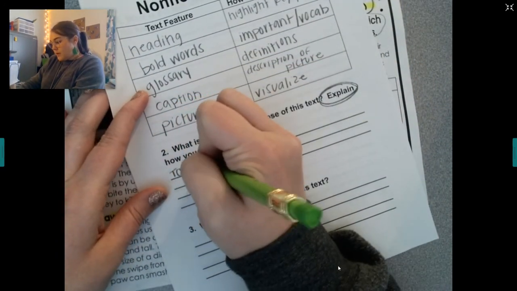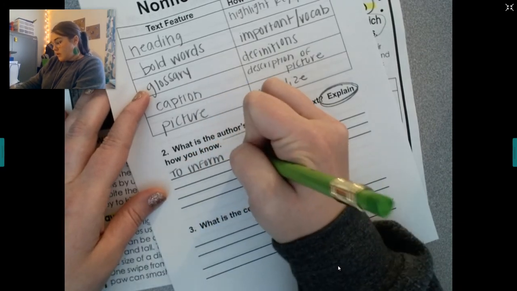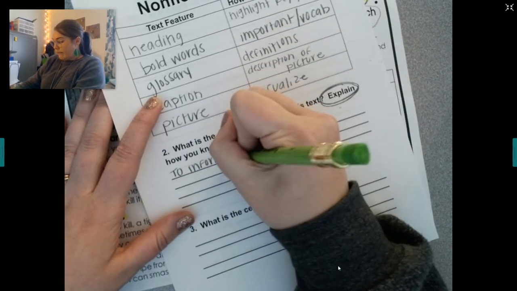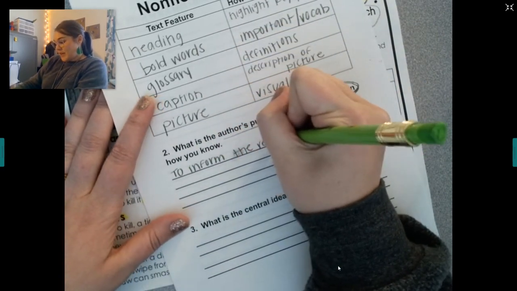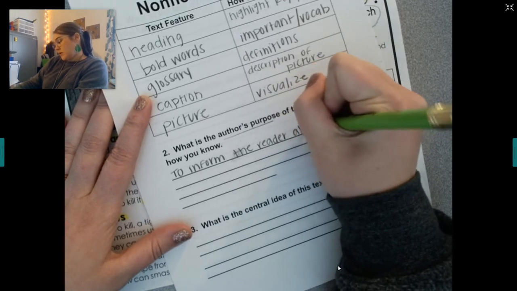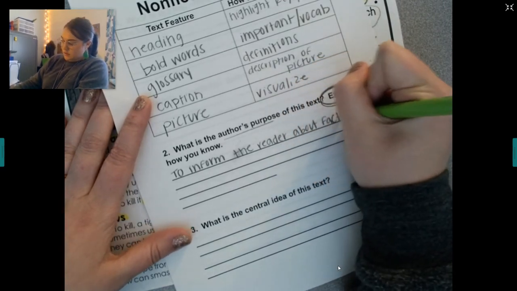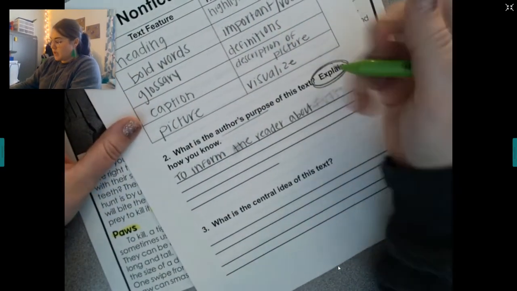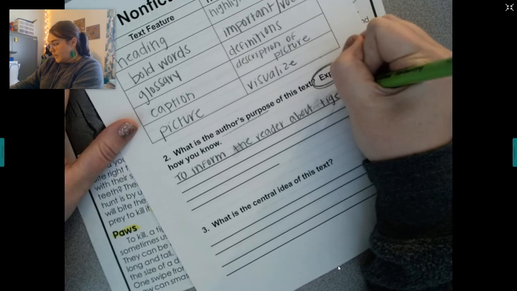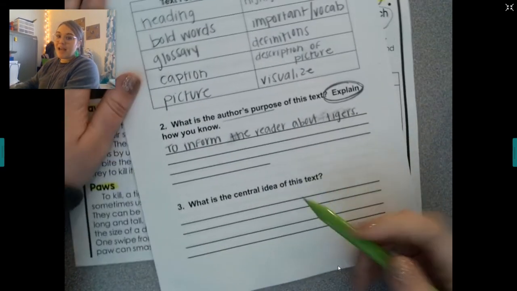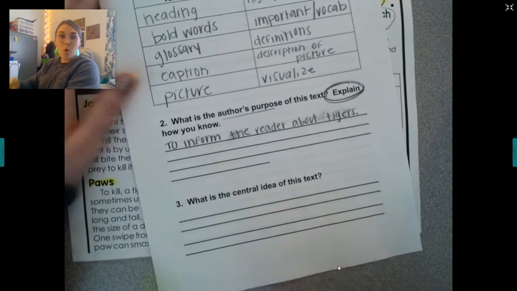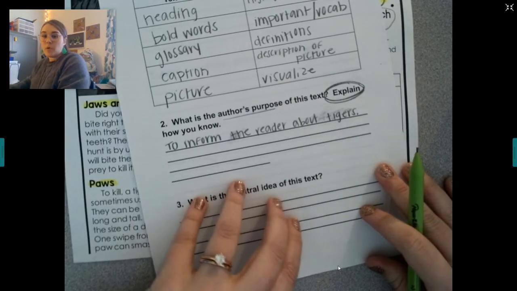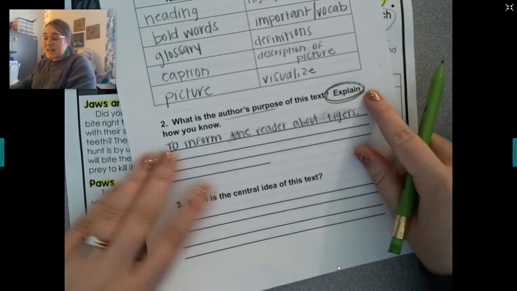to inform me, or I'm going to say the reader. Me is a little kindergarten. To inform the reader about facts. Oh, no. I'm just going to say to inform the reader about tigers. To inform the reader about tigers. That's how I write that, and it completes it. So you'll think to inform, what are they informing me of? Or how are they informing me? So to inform the readers about tigers and explain how you know.